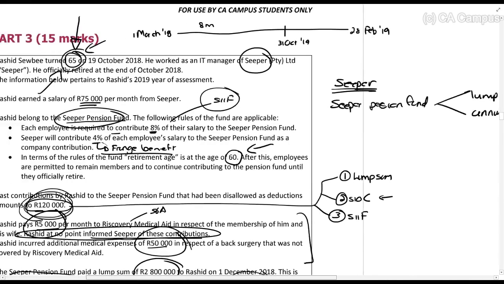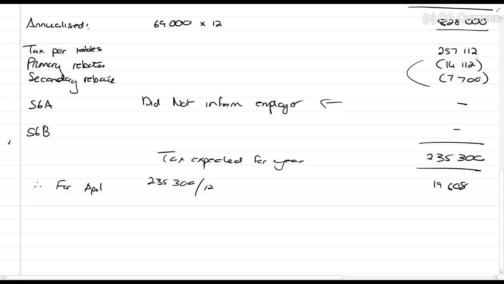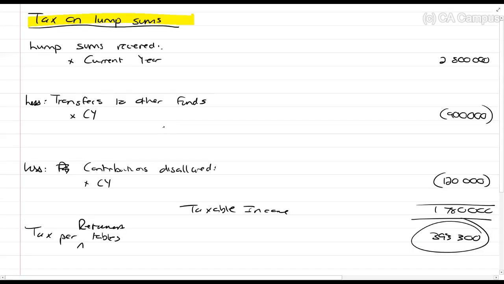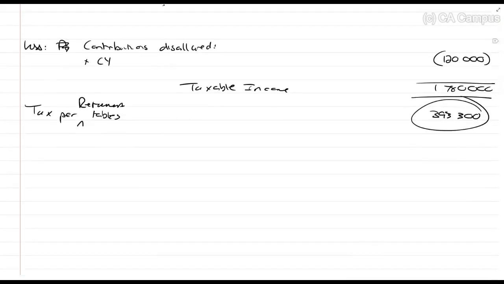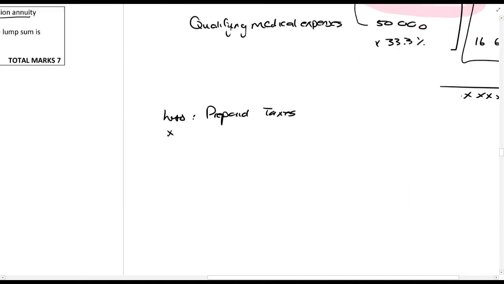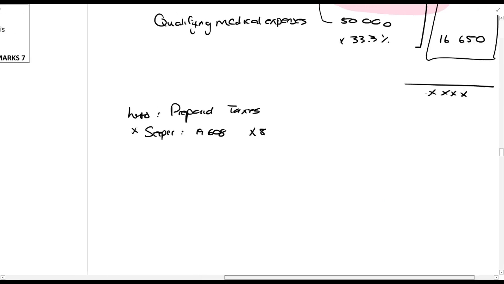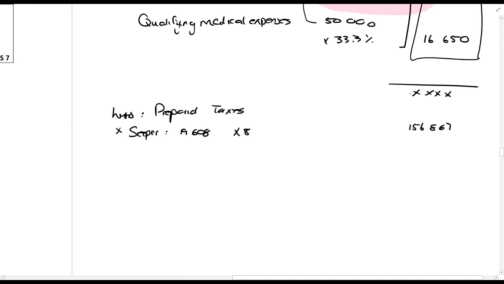So, the first one is SEPA. SEPA is that 19608 that we saw, and this is in the first part, right? So I'm just going to quickly show you over here. SEPA 19608, and it was only for 8 months. Remember, he was only employed for 8 months. So that gives us the 156,867.